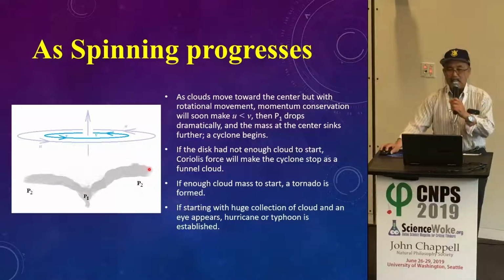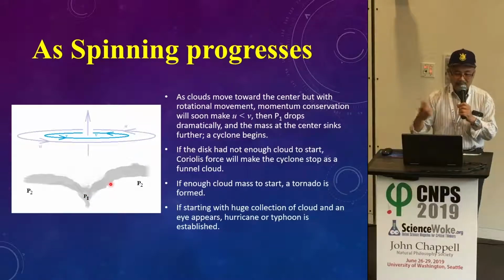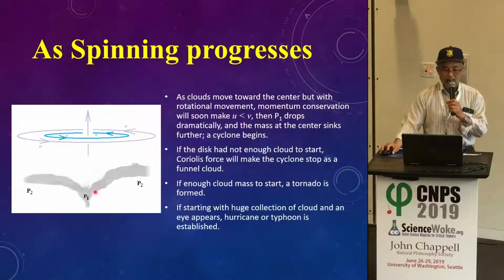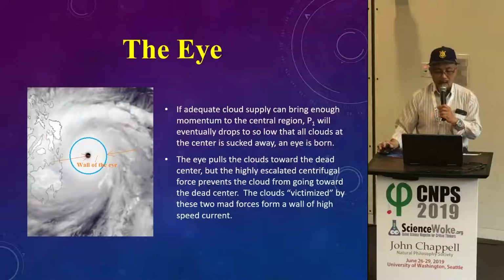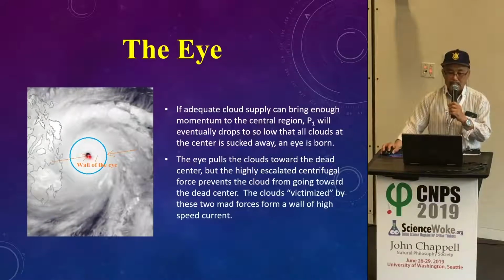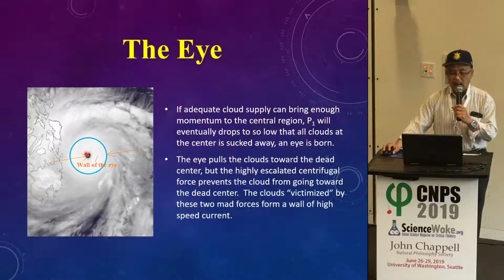However, if the disk is big enough, we have enough cloud to go to the center and bring enough momentum to the center and increase the circular speed. Finally, so much mass is sucked down from the center and dispersed below, and then an eye begins. The eye is really a low pressure area. Because of the sucking action, more cloud is coming towards the center. But when they move to the center, they have enough momentum to make the spinning action even stronger over here.